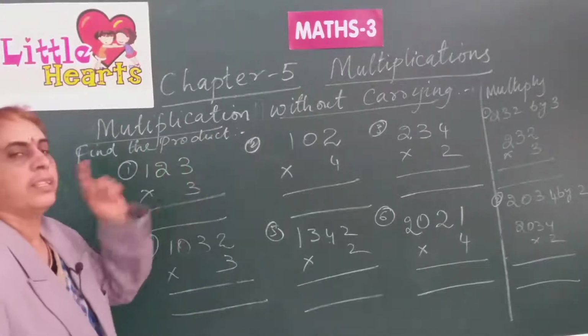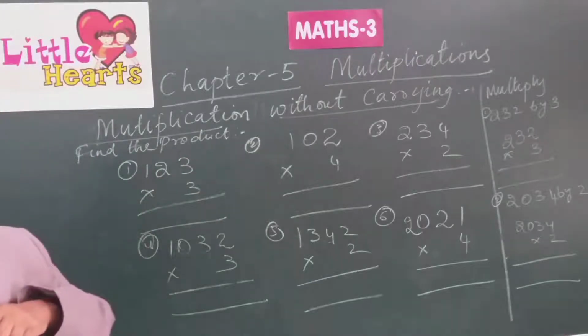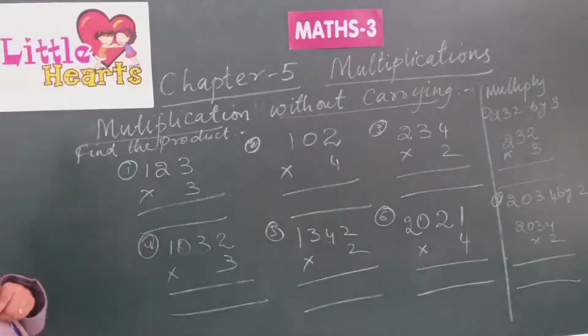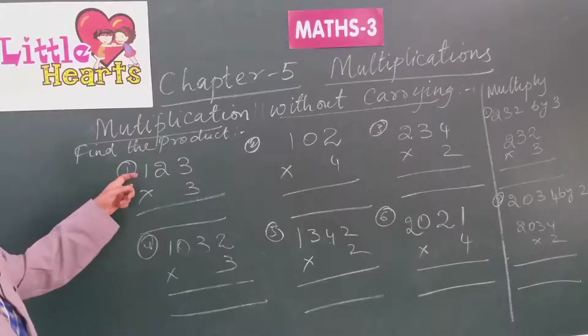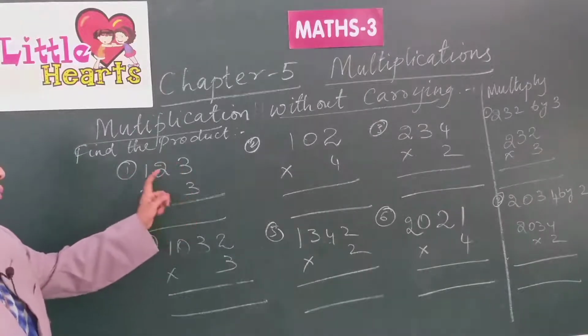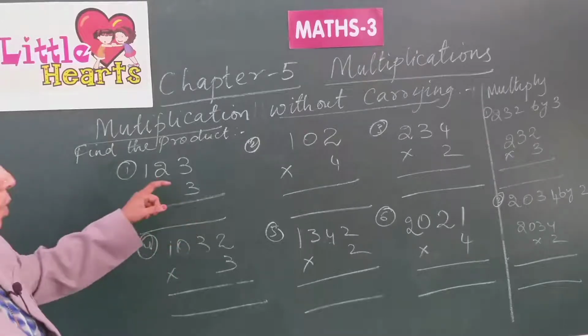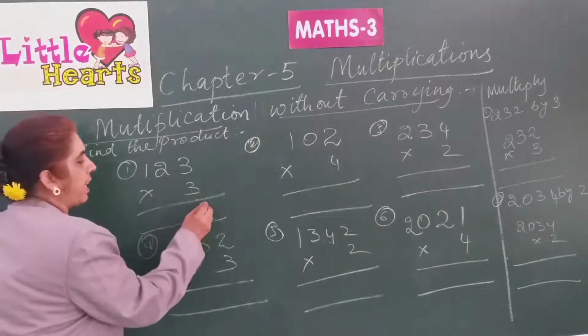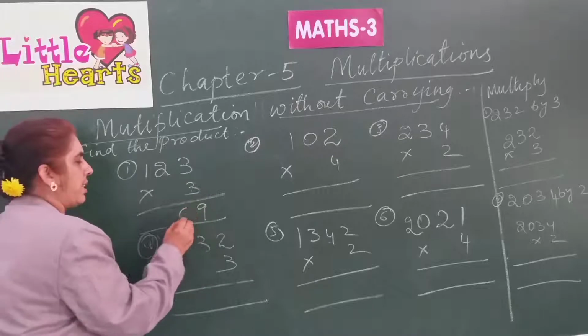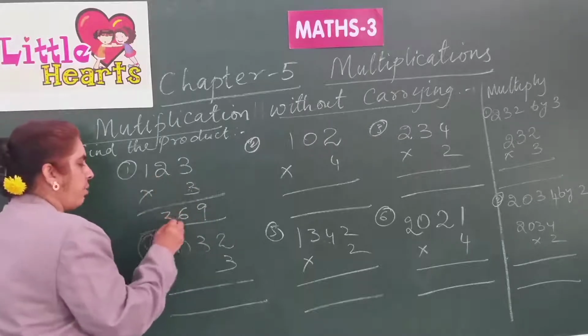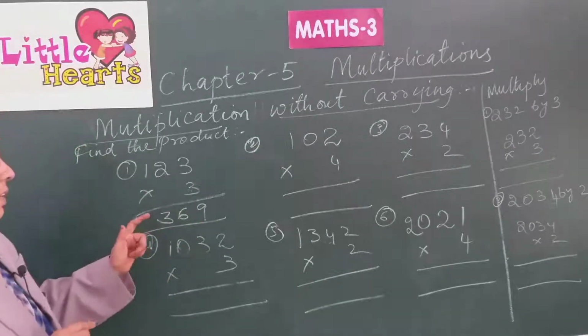Find the product. Product is nothing but the answer you get after multiplication. Find the product of 123 and 3. 123 multiplied by 3. You need to be thorough with all the tables. 3 3s are 9, 3 2s are 6, 3 1s are 3. The product is 369.